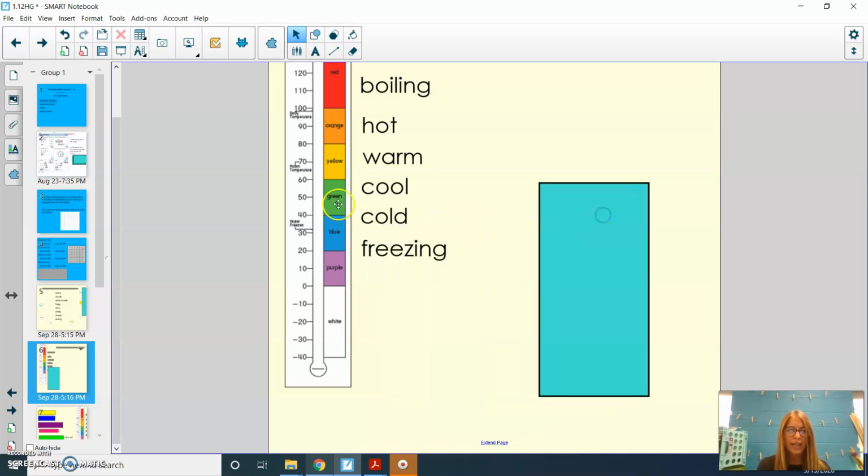Now, once it hits 32 degrees, that's where my water freezes. So anything at 32 and below, anything down here too, would be considered freezing. Okay? So my freezing kind of has a big range.